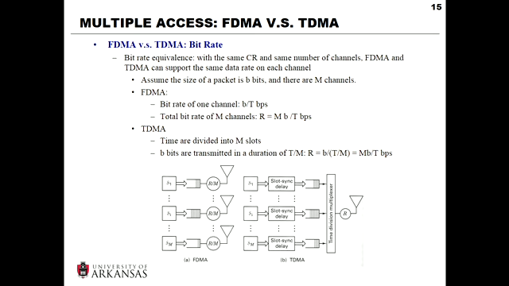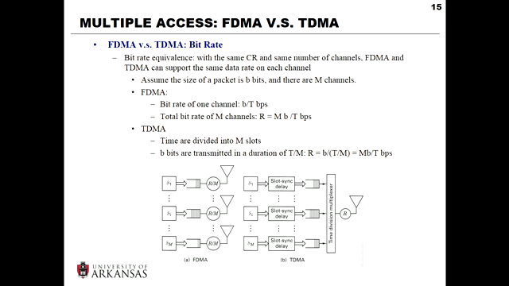Now let's do a simple comparison between FDMA and TDMA, just some very simple math, and see what the advantages and disadvantages of FDMA and TDMA are. So we consider bit rate equivalence. With the same channel resource and the same number of channels, FDMA and TDMA can support the same data rate on each channel. We consider this equivalence, otherwise the comparison would be meaningless.